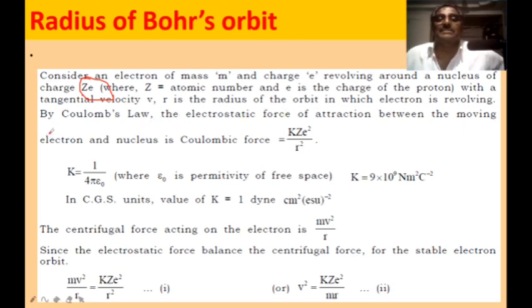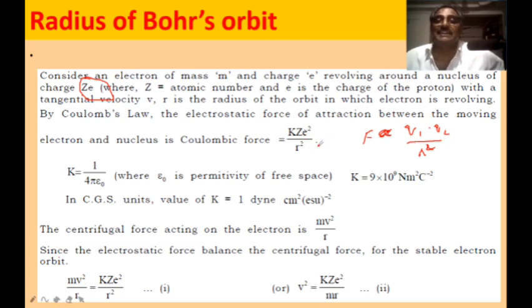From Coulomb's law of electrostatic force, you know that the force of attraction between two charges is directly proportional to the product of the charges q1 into q2, and inversely proportional to the square of the distance between them. F is proportional to q1 q2 by r square, or F is equal to k into q1 q2 by r square, some constant into q1 q2 by r square.